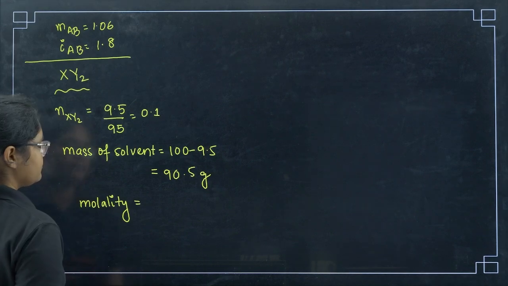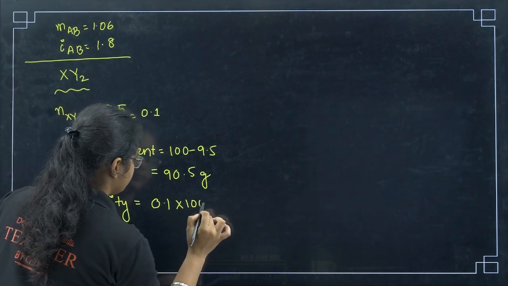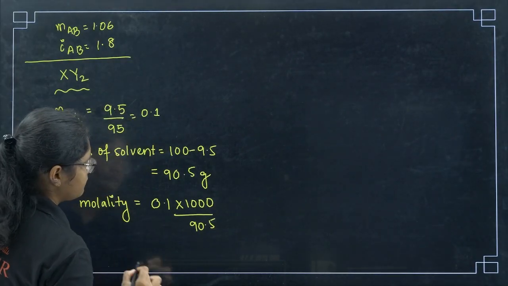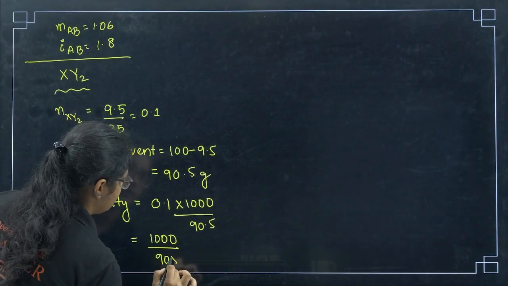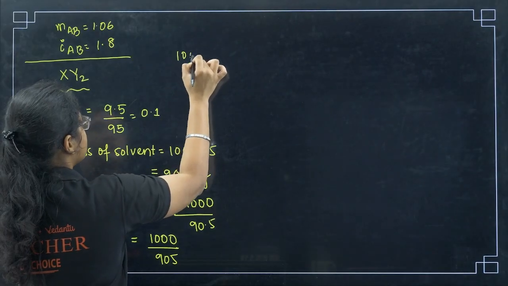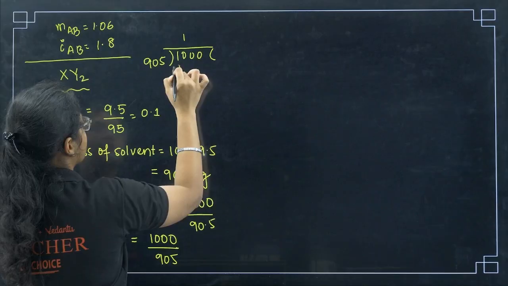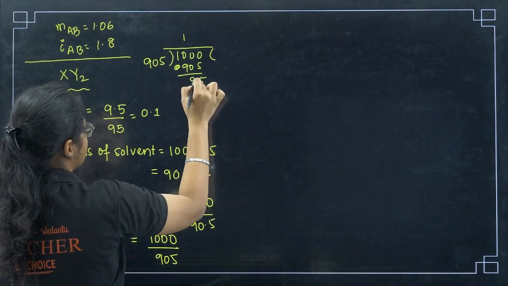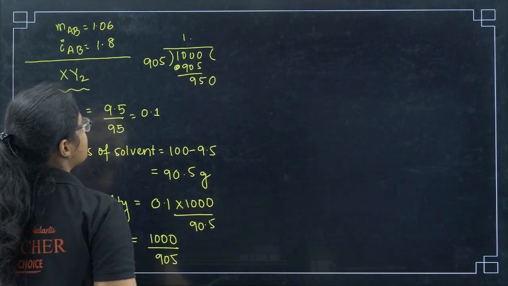Molality is equal to the number of moles, that is 0.1 into 1000, divided by 90.5. If I solve this, I'll get 1000 divided by 905. Let's quickly divide this one: 1000 by 905. I will have 905 here. 10 minus 5 is 5, 9 minus 0 is 9. So I have 95, then I'll put a decimal, then put a 0 here.